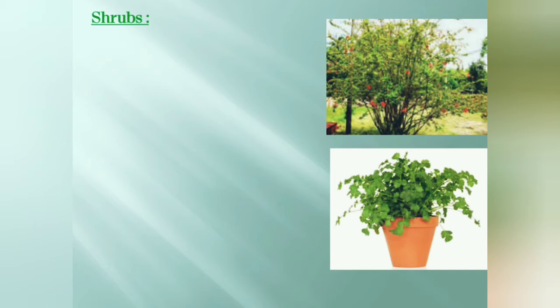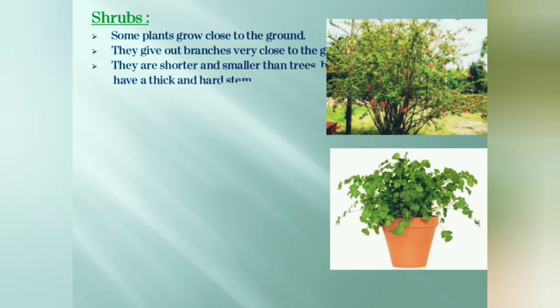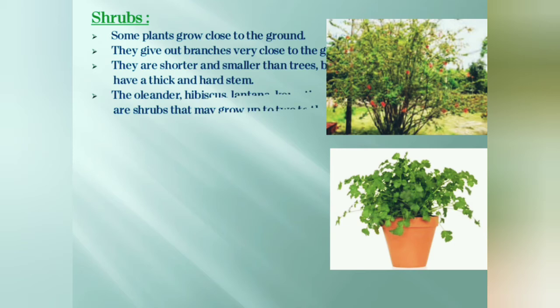Some plants grow close to the ground. They give out branches very close to the ground. They are shorter and smaller than trees, but they have a thick and hard stem. Examples of shrubs are oleander, hibiscus, lantana, coranti and rose, which may grow up to 2 to 3 meters. Okay, they grow up to 2 to 3 meters.